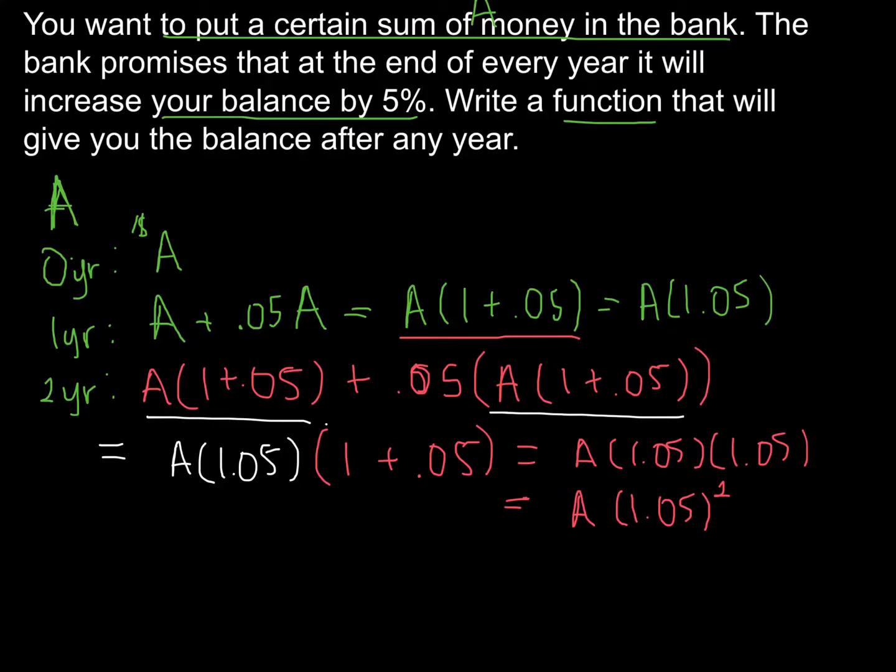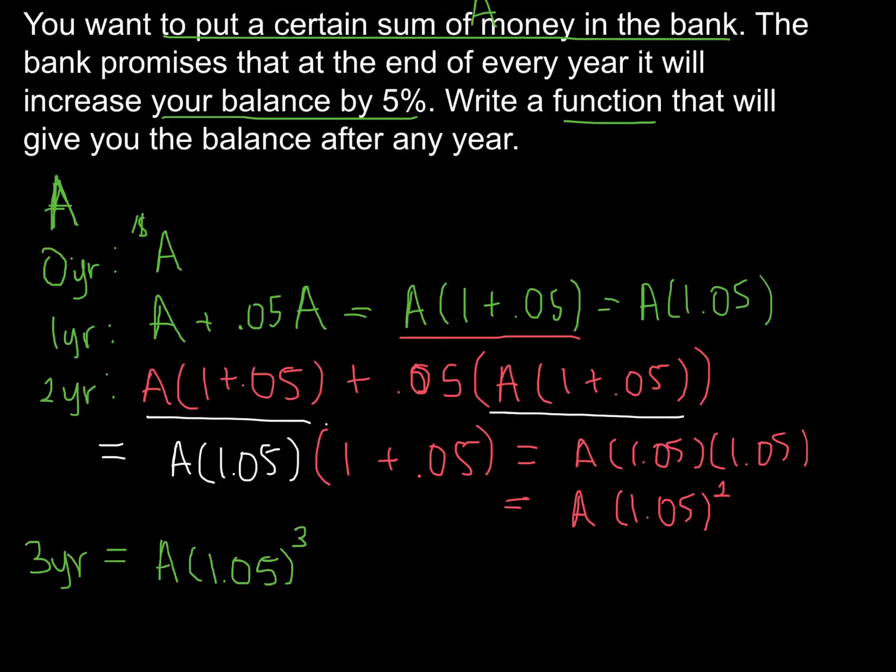What do you think we will get if we look at year 3? Why don't you go ahead and try that out on your own? So starting now in year 3, take what we have after year 2 and add on that 0.05 or the 5% of whatever that was, and see if you get what you expect. So hopefully you tried that. If you do, you will find that after 3 years, you're going to have A times 1.05 cubed.